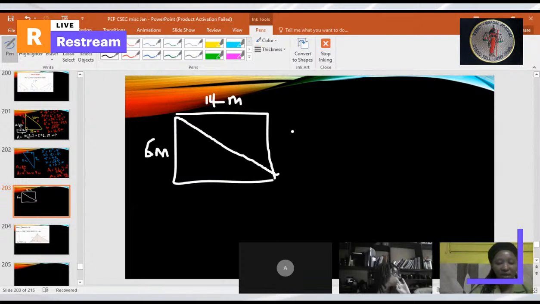All right, John, what's the area of the shaded part? It's the shaded part. She's shading it now.